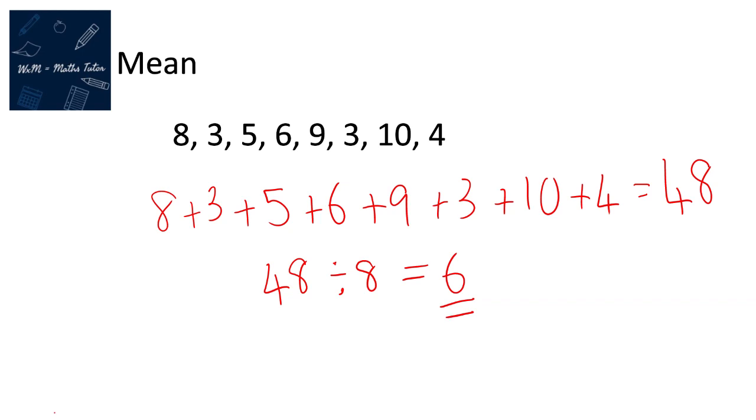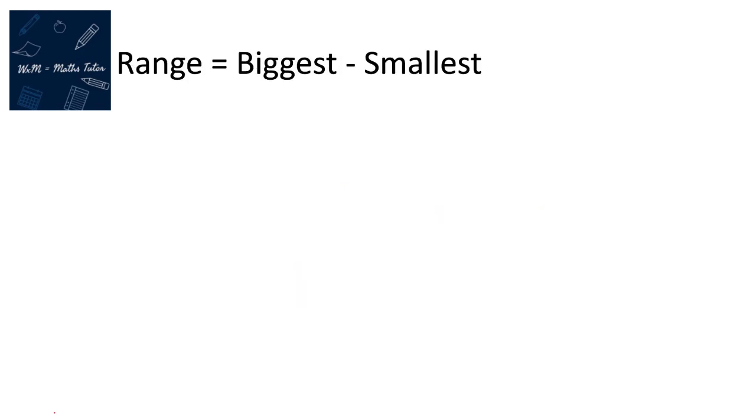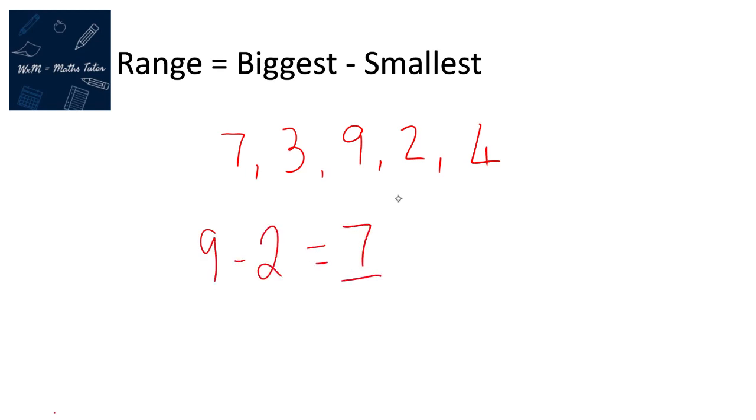Now, don't forget as well, there's something else that we always calculate with the averages, and this is the range. Now, the range is a measure of how spread out our data is, and the range is the biggest minus the smallest. So again, if we've got a set of data, something like this, 7, 3, 9, 2, and 4, then our range is our biggest one, 9, minus our smallest one, 2, which is 7.